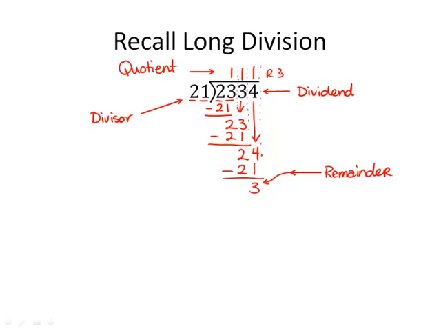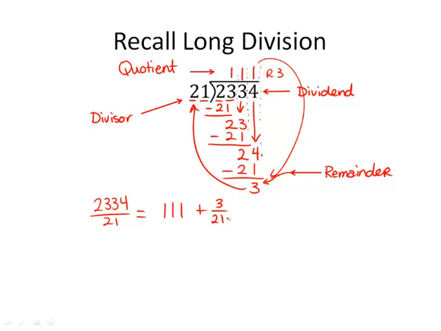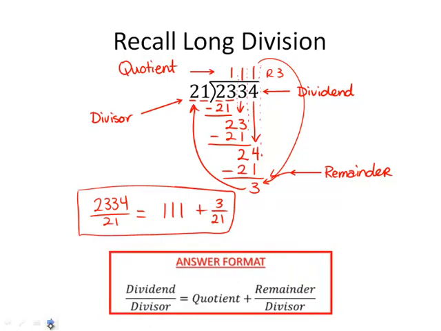However, another way to represent it would be by going 2,334 divided by 21 was equal to 111 plus 3 out of 21, because 3 has not yet been divided by 21. It was left over. So if we generalize this way of representing our answer, we're going to be looking at this format here. The dividend over the divisor is equal to the quotient plus the remainder over the divisor.